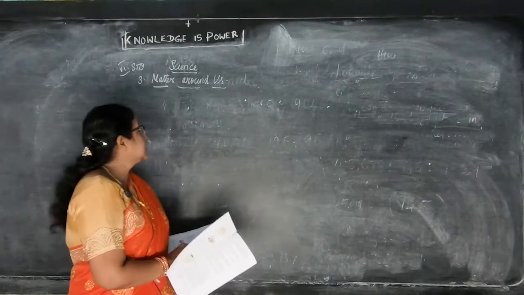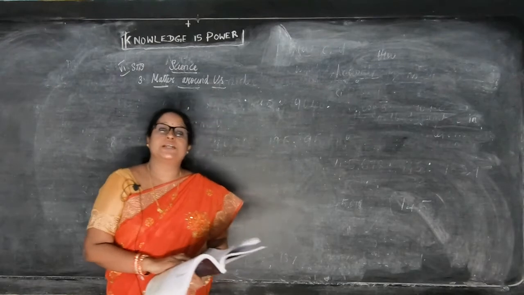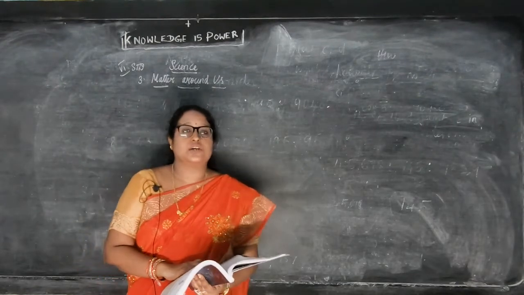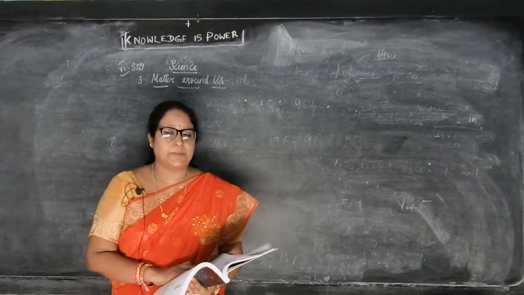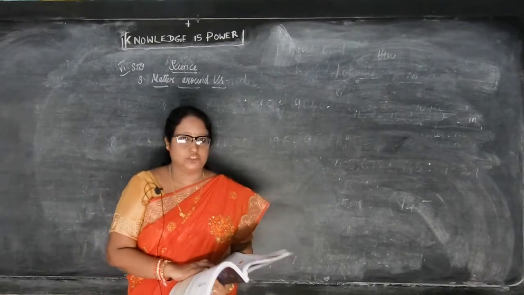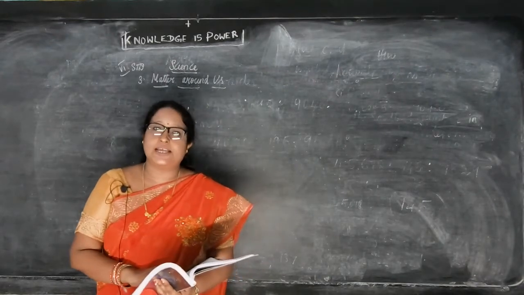That's for 6th standard science, lesson 3, Matter Around Us. In the previous class we saw about matter. So what did we say? That matter is defined as anything occupying space and having mass. And we saw about diffusion and the differentiation between the particles of solid, liquid and gas.